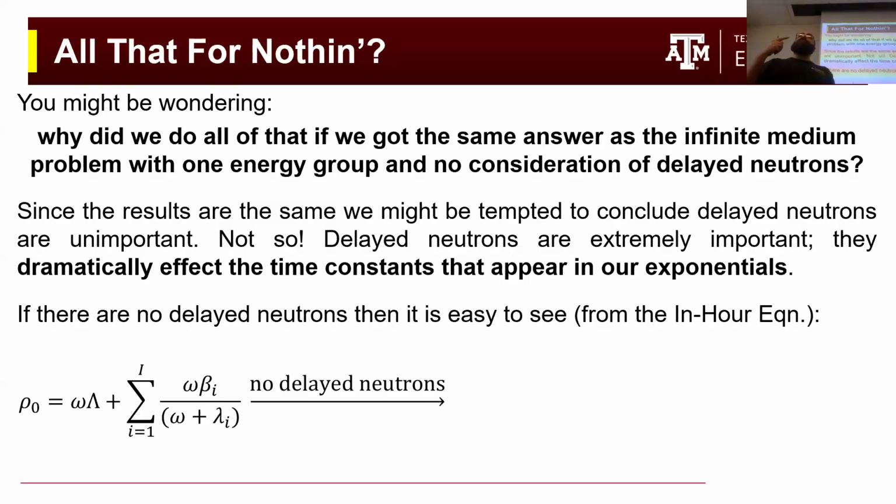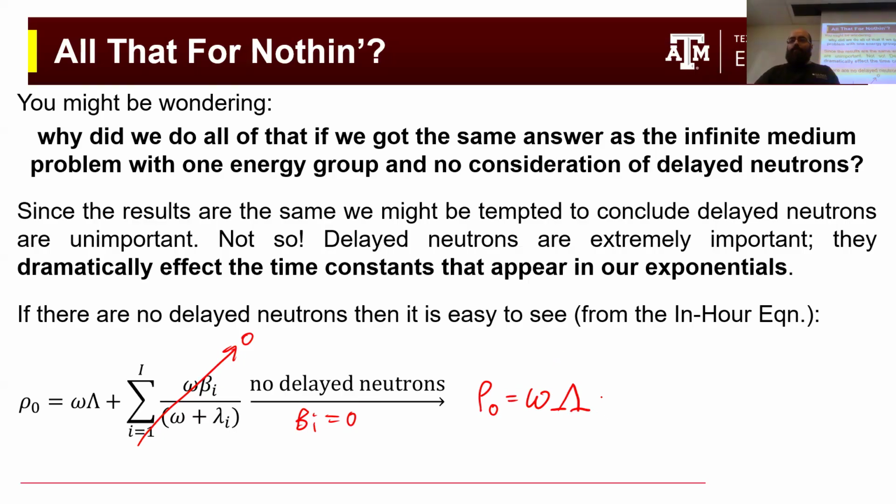Beta, right? That's the delayed neutron fraction. If there's no delayed neutrons, then that fraction is zero. So if there's no delayed neutrons, that means beta i is zero. So this whole thing is going to go to zero. And that means that our rho naught is just omega times lambda.